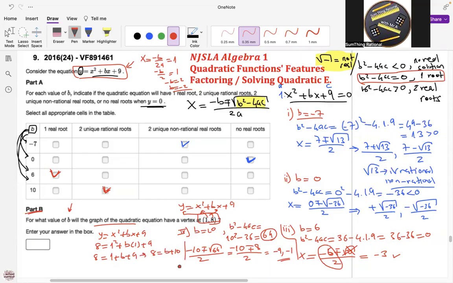Or, as I told you, in place of x square plus bx plus 9, you plug in 8 for y, 1 for x: 1 square plus b times 1 plus 9. So 8 is equal to 1 plus b plus 9, which is 8 is equal to b plus 10. If you subtract 10 from both sides, b is equal to, again, negative 2. So for b equal to negative 2, your quadratic function will have vertex (1, 8). This question can be solved in this way.